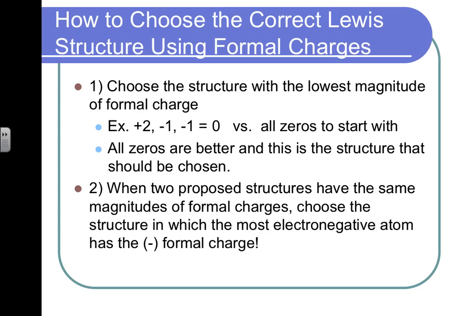When 2 proposed structures have the same magnitudes of formal charge, choose the structure in which the most electronegative atom has the negative formal charge. And that should make sense. You are sort of doing a little matchy-matchy kind of thing, and making sure that the electronegative one has the negative charge.